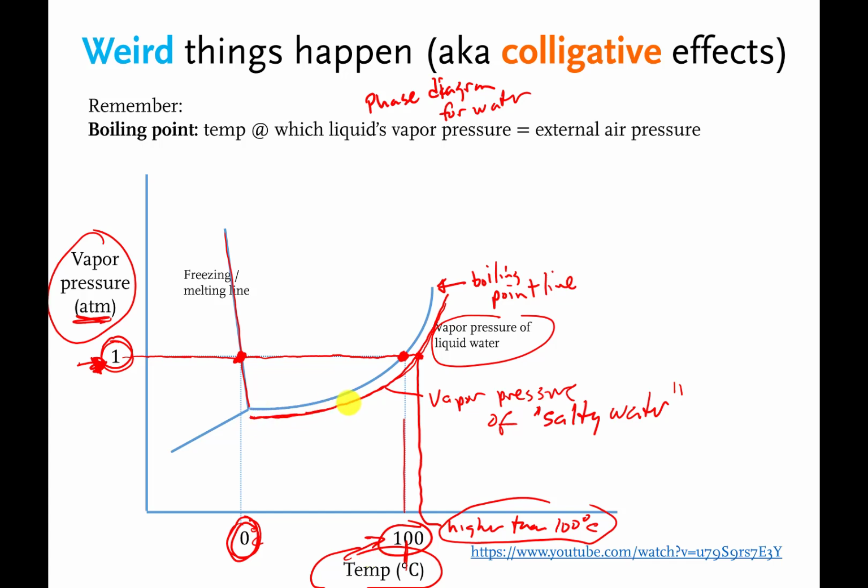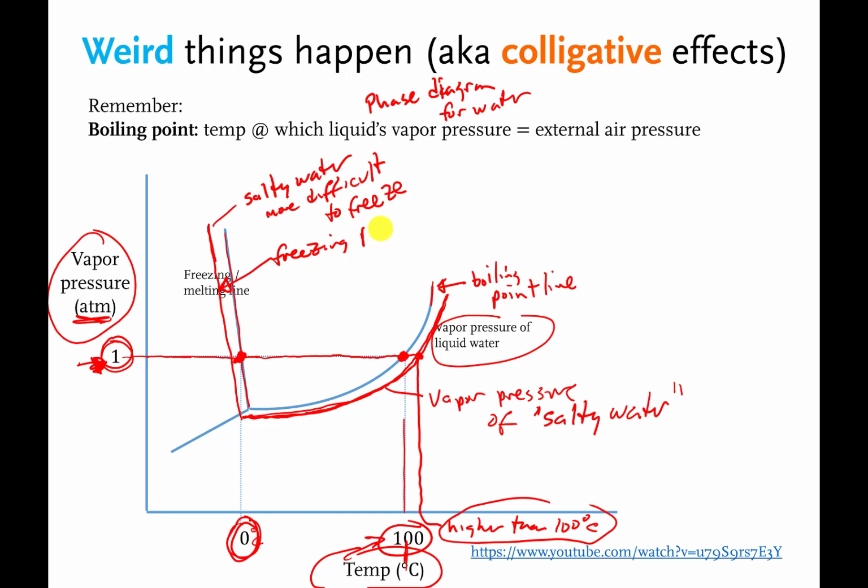And it's not just the boiling point curve, this red line, that shifts compared to this blue line. The freezing melting line, that looks a little bit screwed up. The freezing melting line also shifts, and it shifts to the left. And so what this means is if you have salty water, it's also more difficult to freeze compared to pure water. And what this means is the freezing point for salty water is lower than the freezing point for pure water.